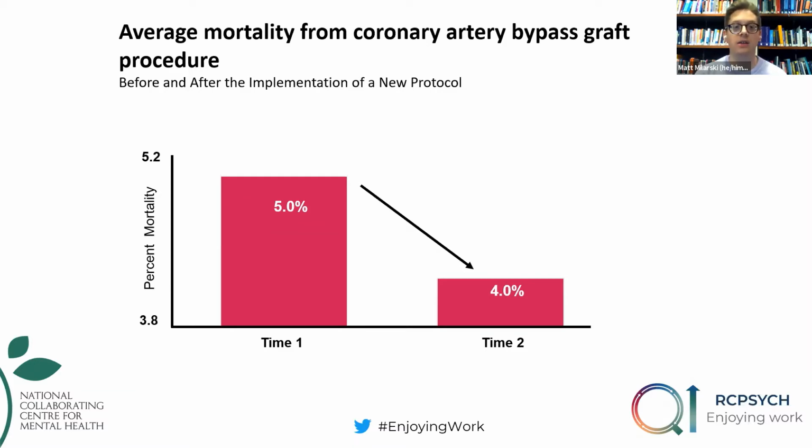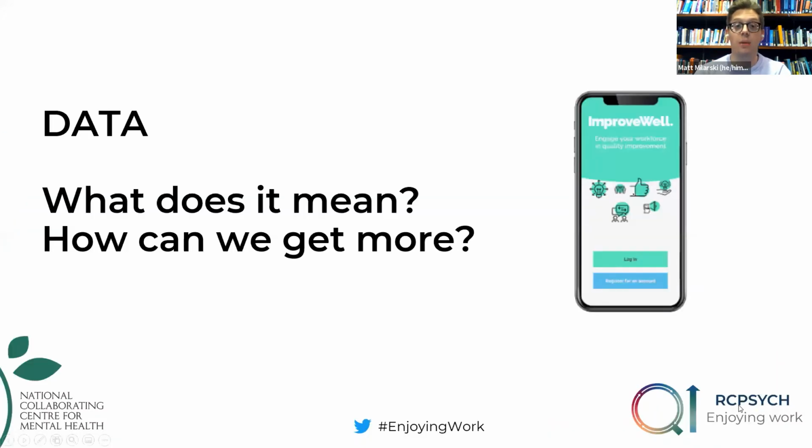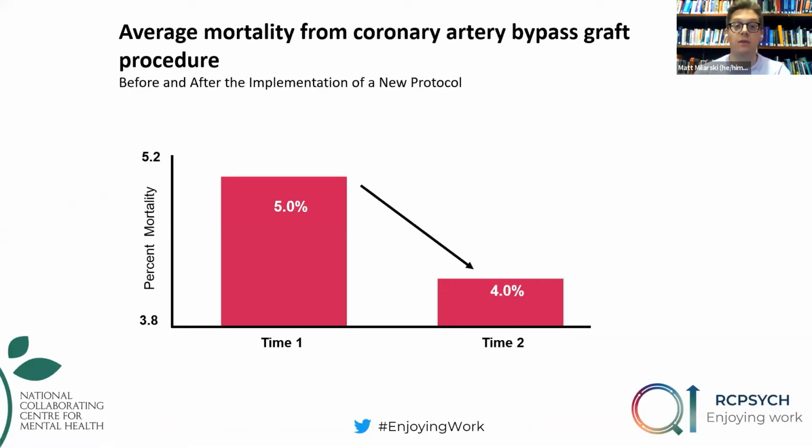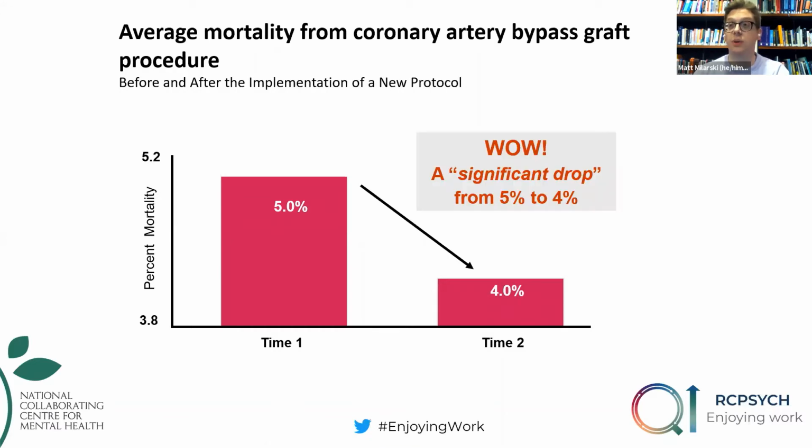So in this slide, you can see a project that was looking at the implementation of a new protocol related to coronary artery bypass graft procedures and its effects on mortality. You don't need to worry too much about that. But in this example, the data is collected at 2 distinct time points, time 1 and time 2. Which you can see there in the 2 bars. And looking at this new data, it looks like the new protocol was a great success and reduced average mortality by a massive 20%. However, if you were to collect data over time instead of just 2 distinct time points, like you are doing in the collaborative, there's actually more you can learn, which might tell a slightly different story.